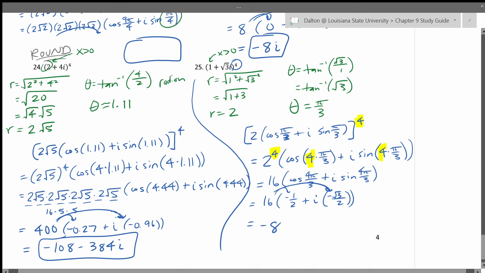16 times negative square root of 3 over 2. So again, it'll be negative. 16 divided by 2 is 8. Can't do anything with that square root of 3. And then we write i at the very end.